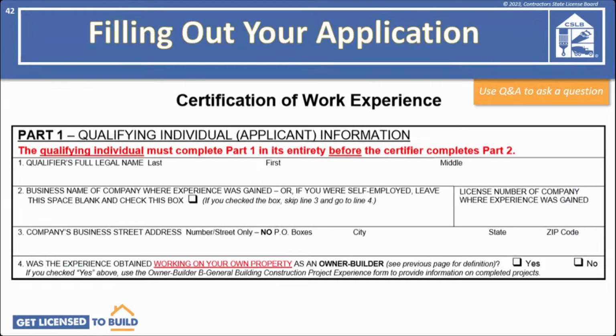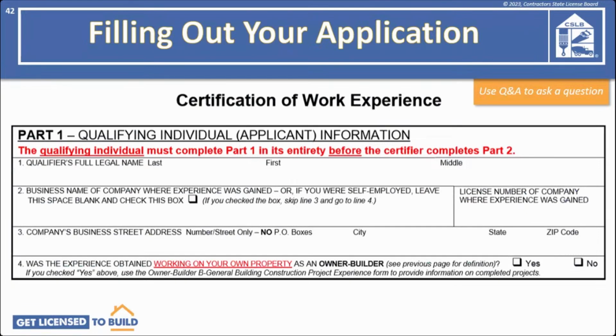Parts of the application, Certification of Work Experience, Part 1. Now we will discuss the Certification of Work Experience. Part 1 will be filled out by you, the applicant. Here you will list the information about your employer where you gained your experience. If you were self-employed when you gained the experience, please make sure to check the box in line 2.